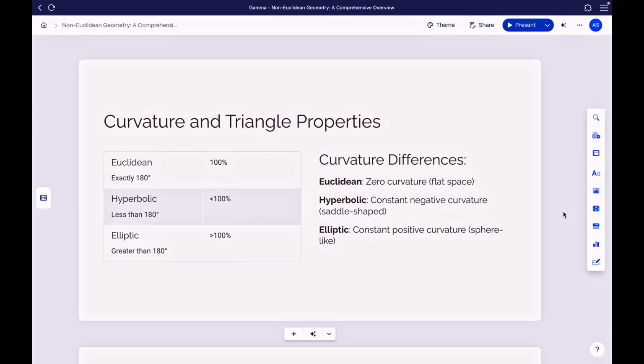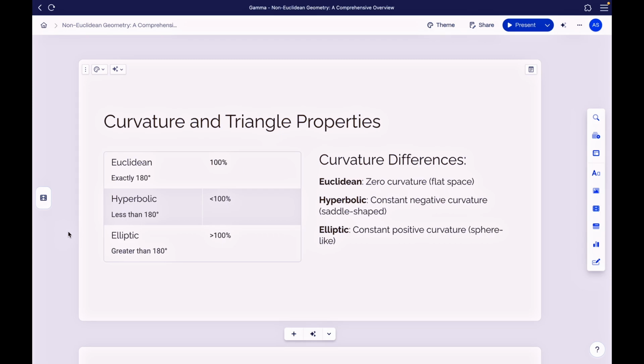Now, curvature and triangle properties are another pretty big difference in non-Euclidean geometry. In Euclidean geometry, the angles in a triangle add up to exactly 180 degrees. In hyperbolic geometry, it adds up to slightly less than 180 degrees, and in elliptic geometry, it adds up to something greater than 180 degrees. So if Euclidean is 100%, hyperbolic is less than 100%, and elliptic is greater than 100%.